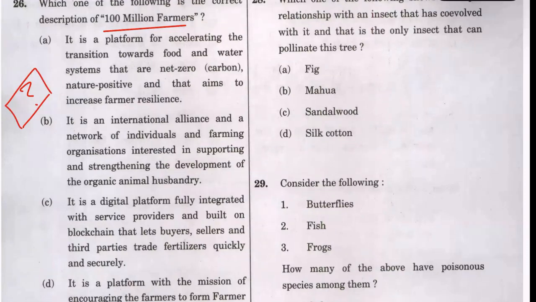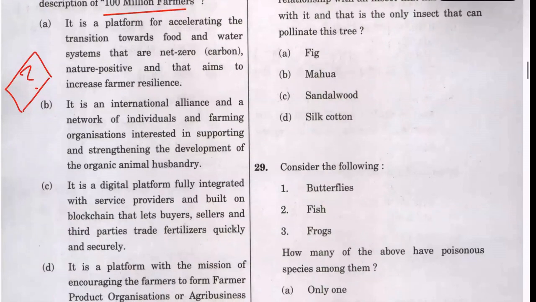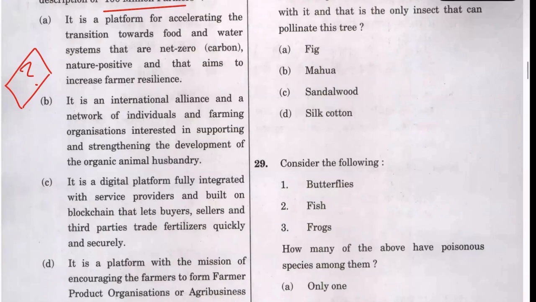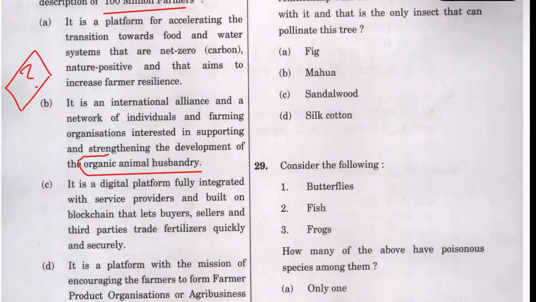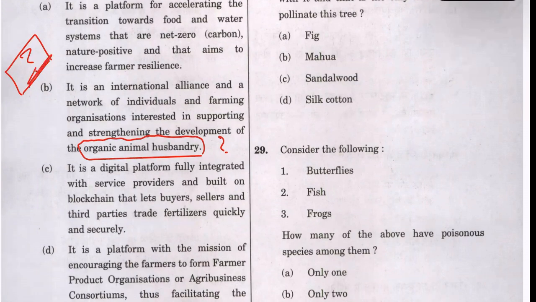I do not know the answer, or I have not seen what this 100 million farmers is. It is a farm platform for accelerating the transition towards food and water systems that are net zero. It is an international alliance network of individuals and farming interests supporting this actually. So when I read a question like this, these are things which come to my mind. It is talking about farmers. Here it is talking about organic animal husbandry. So whether this can be there, I should be cautious about it. So I will have a question mark here.